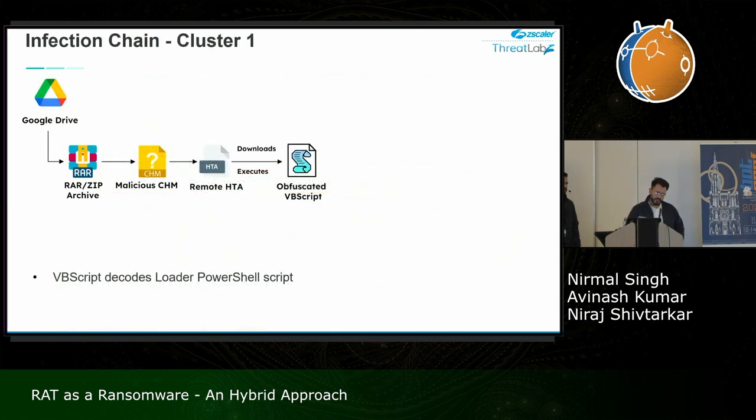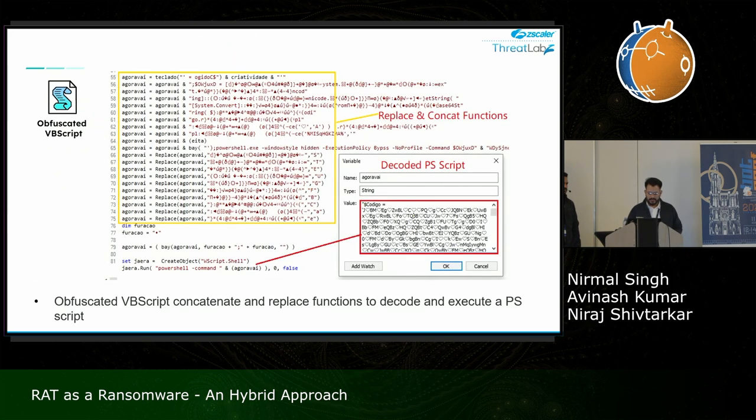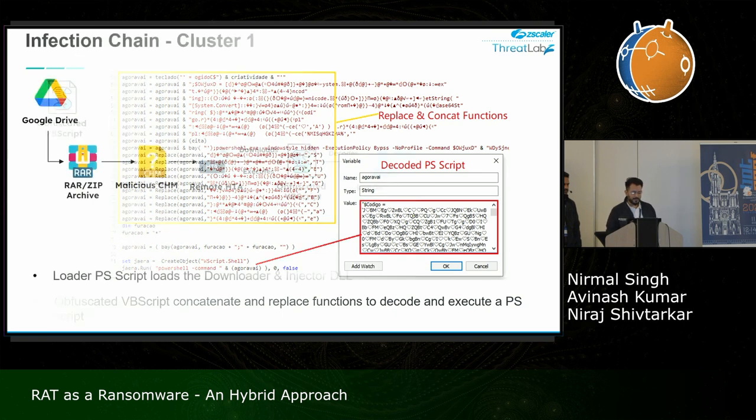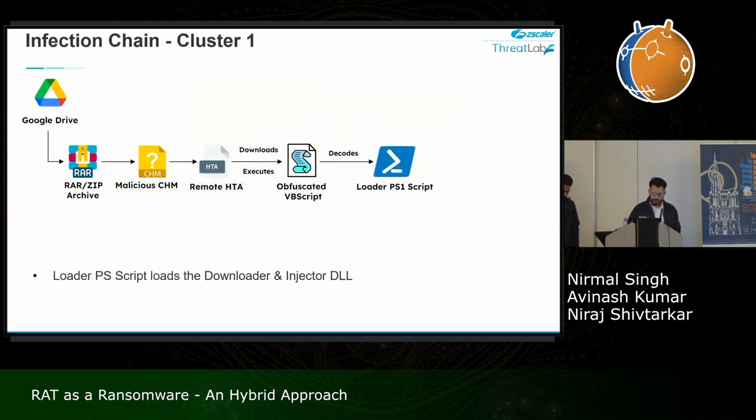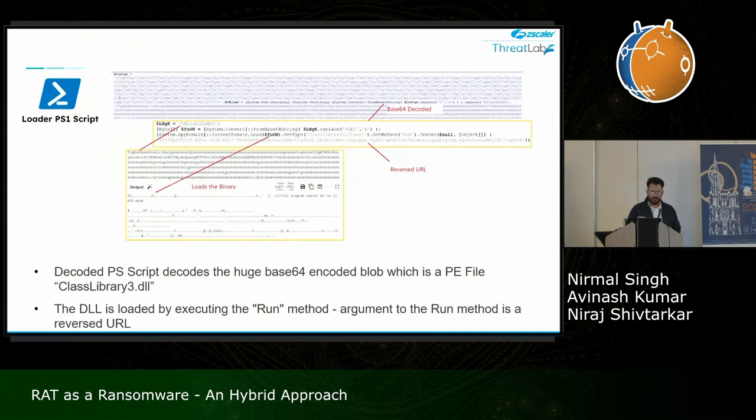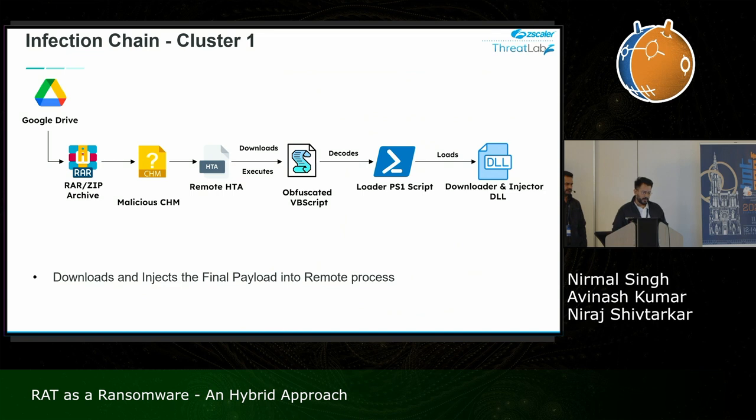Now this obfuscated VB script downloads another PowerShell script, by replacing and concatenating different functions, and that will again decode the PowerShell script. That PowerShell script will be our loader PowerShell script. The loader PowerShell script will get a PE file by decoding a huge base64 blob, and that PE file is a DLL named ClassLibrary3.dll. This DLL will be loaded by executing the Run method, and the argument to the Run method is a reversed URL. So this DLL is a downloader and injector DLL.